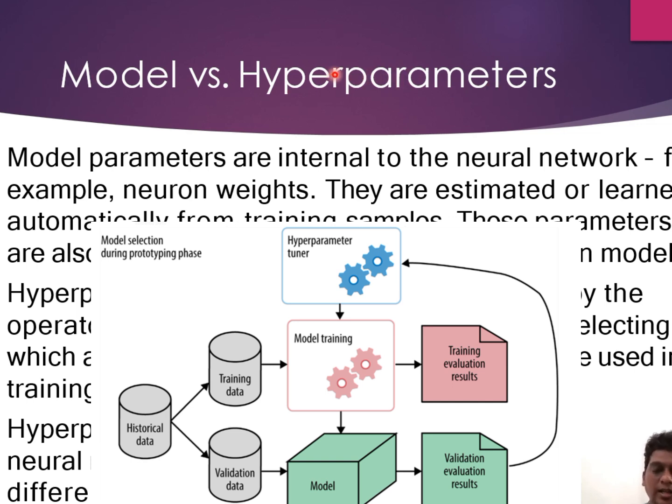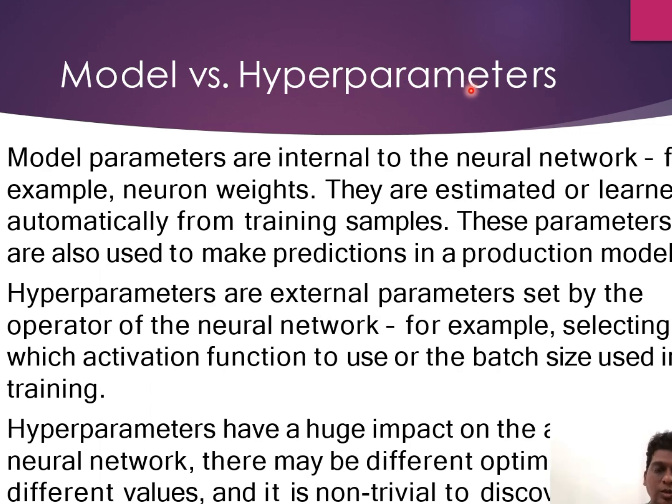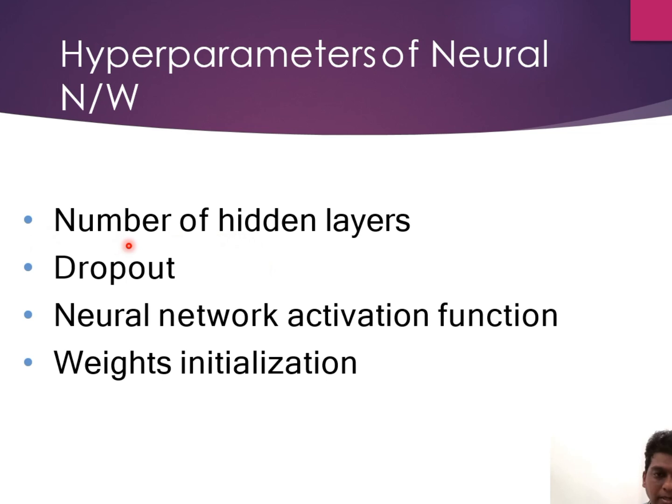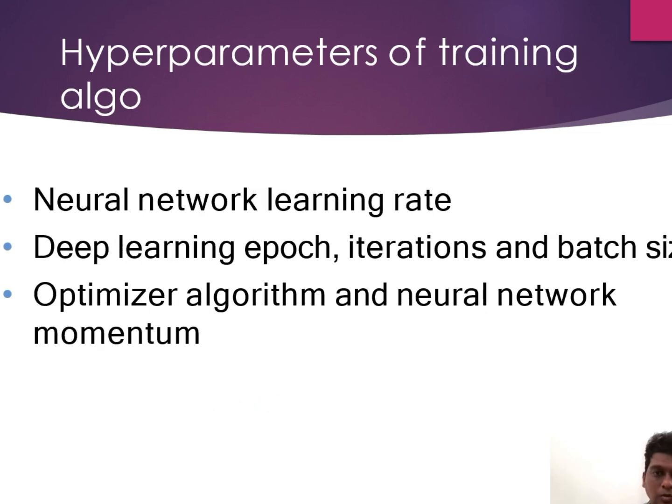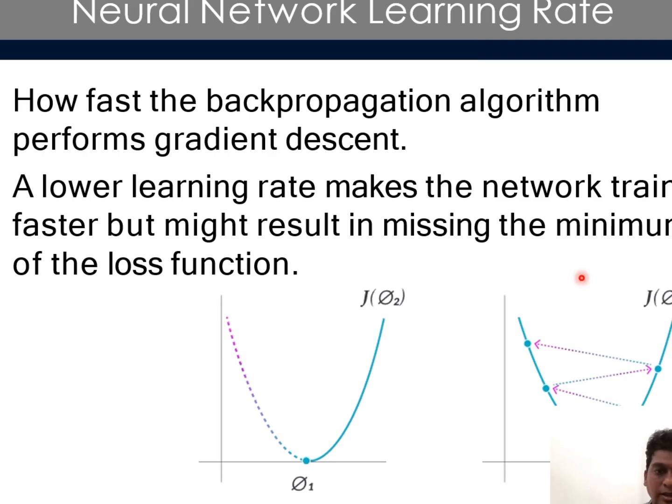Selecting which activation function suits us for that algorithm, and the batch size that we are going to use during the training. These are some hyperparameters: the total number of hidden layers, dropout, the activation function, the initialization weights. During the training of the algorithm, the learning rate of the neural network, the iterations, the epochs and batch size, and then which optimization algorithm we are going to use. The learning rate is how fast the backpropagation algorithm performs the gradient descent to minimize the loss.